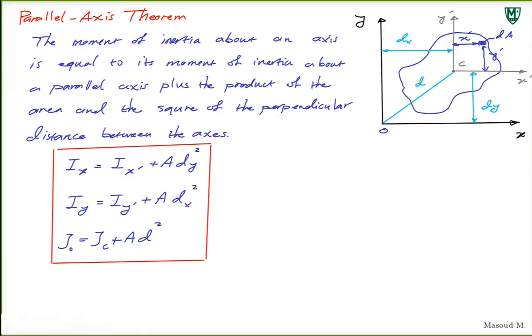Now, just a note, if the axes like X prime and Y prime pass through the center of gravity, so if C is the center of gravity, you will see that they use a bar at the top, so Ix prime bar, Iy prime bar, J C bar. That's more of a notation thing. If C is the centroid, where the center of this area is, and the axes you have information about pass through the centroid of the area, then you will see they put a bar on top, just a notation.